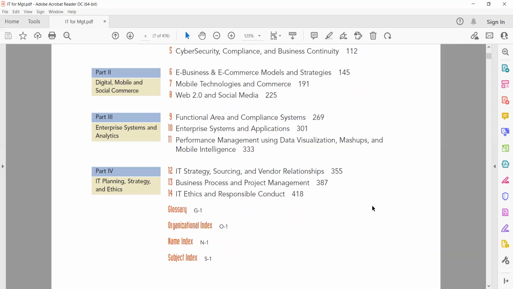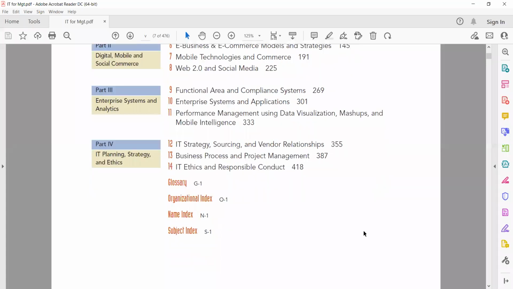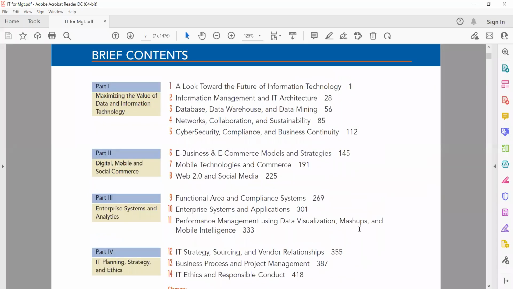Business process and project management, not that much related, but anyhow, we can have a look. IT ethics and responsible conduct, that is also not very much connected, but anyhow, you can treat it. Okay, this is one recommended reading for you.